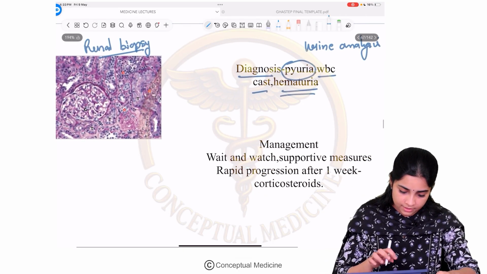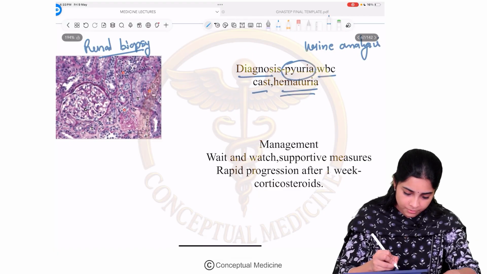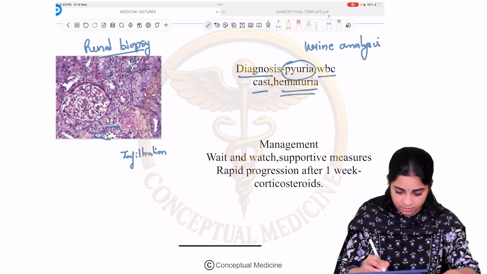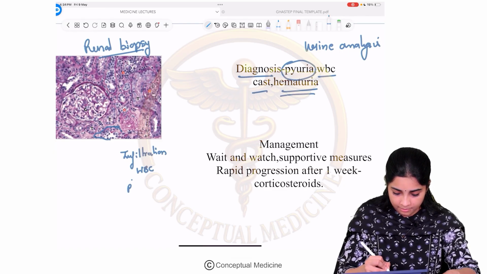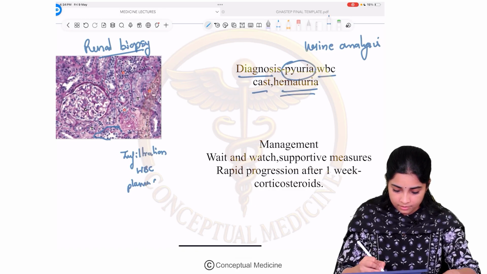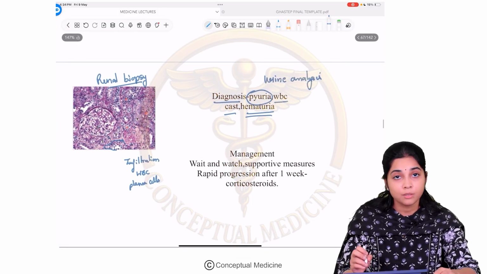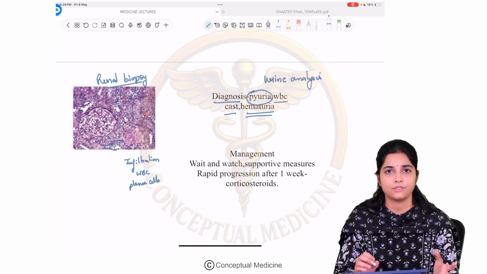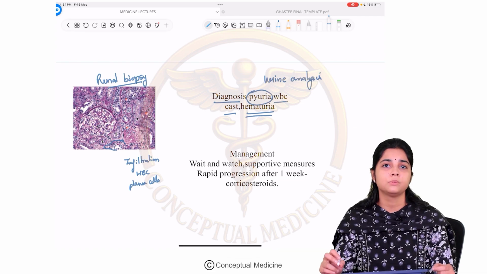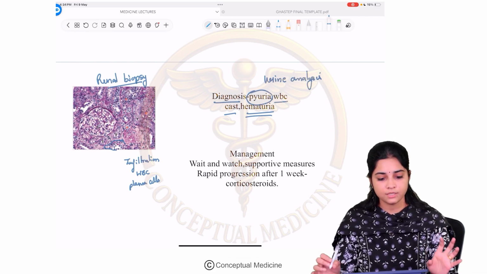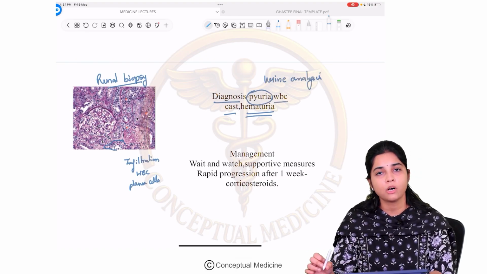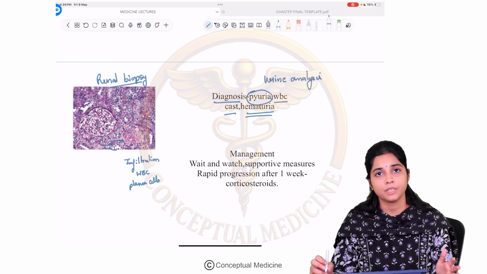So, if you can see here, I will enlarge it for you. These are the tubules. This is your interstitial compartment. Can you see that there is infiltration? There is infiltration by a large number of WBCs, plasma cells, especially neutrophils, mainly because it's an allergic reaction to any of these offending agents. So, this is what you will see in your renal biopsy. The glomerulus, the tubules will be normal, the interstitium will be inflammatory.